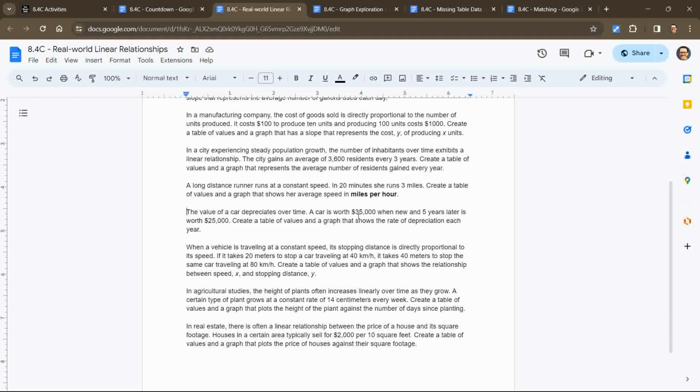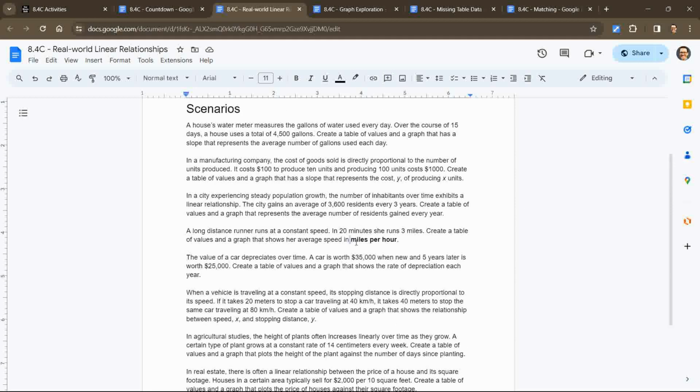For all of these, if they're not given, you can assume it is a constant rate of either growth or decay. One thing I would point out here is notice that miles per hour is bolded here. That's because the time is given in minutes. In 20 minutes, she runs 3 miles. We need that converted to miles per hour. So that's just one kind of wrinkle we threw in there.